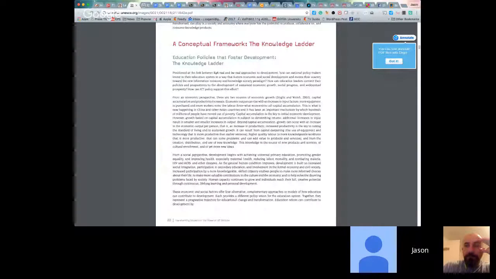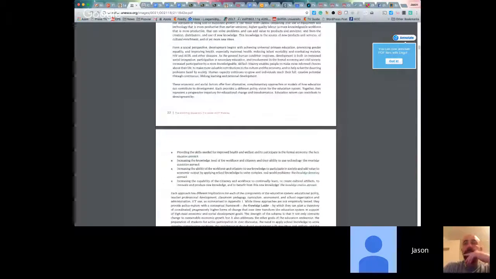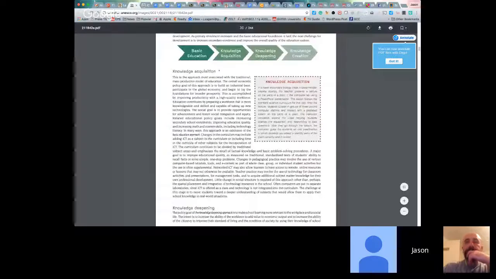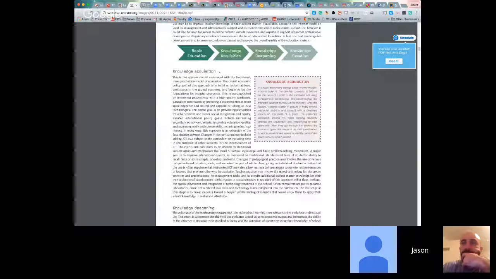And as we move down, okay, he's got a ladder of educational change, starting with basic education, then knowledge acquisition, knowledge deepening, and finally knowledge creation. And he sees many countries moving along that process, where for a lot of countries that hadn't really had an education system in the past, just providing a basic education was the main priority. Then they moved towards knowledge acquisition, where, as we discussed before, a lot of education was around transmission of information, with students recording that information in their notebooks, and simply that process of transmission.